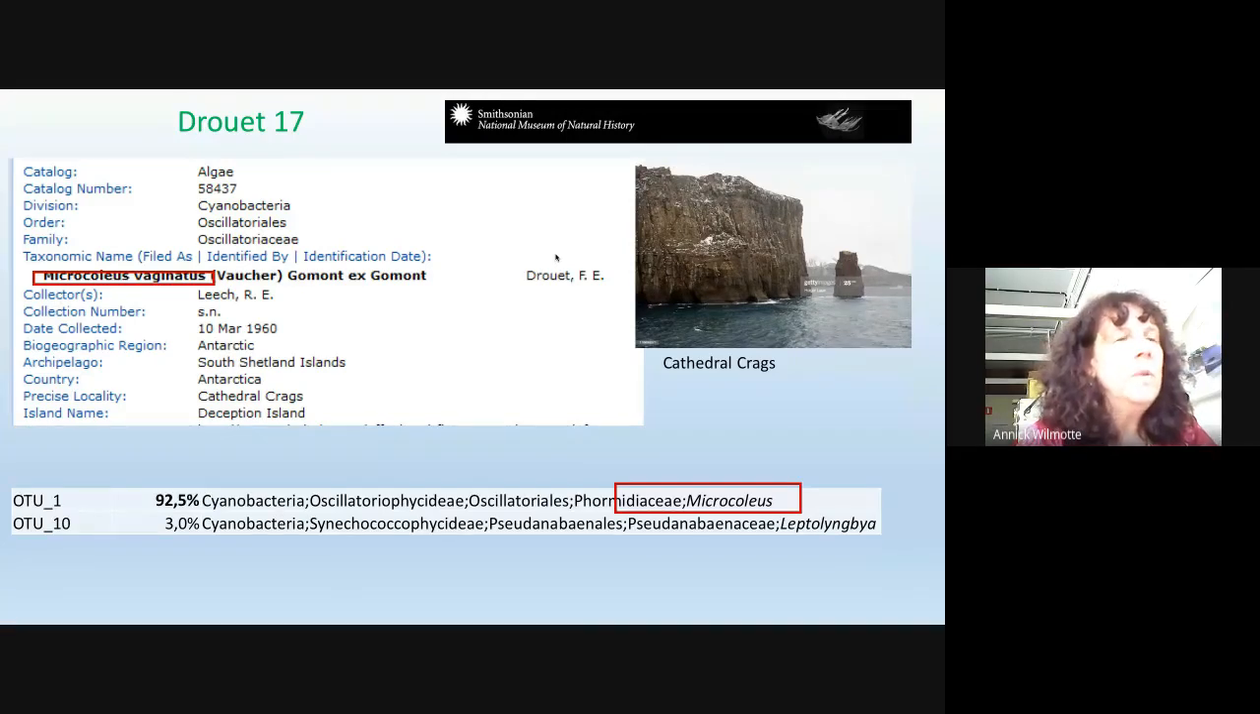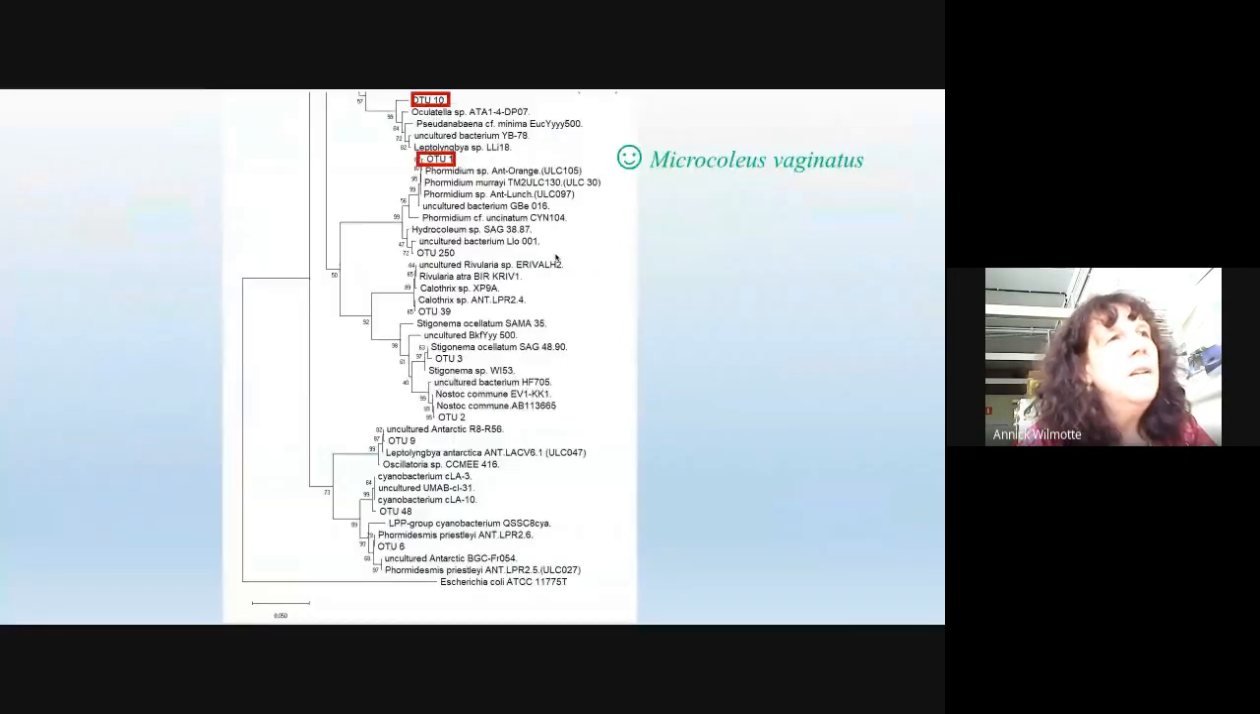So it was, again, as shown in the following tree, a good match with the foreseen identification.